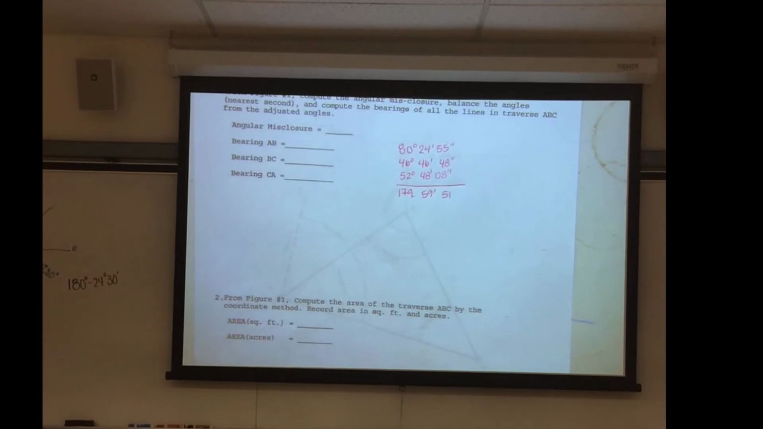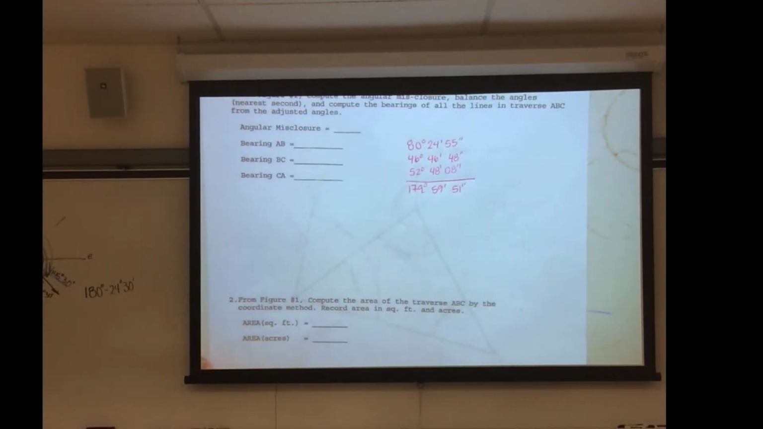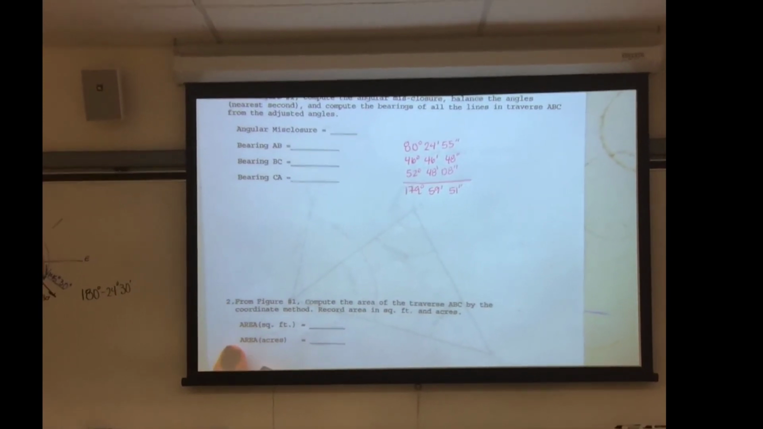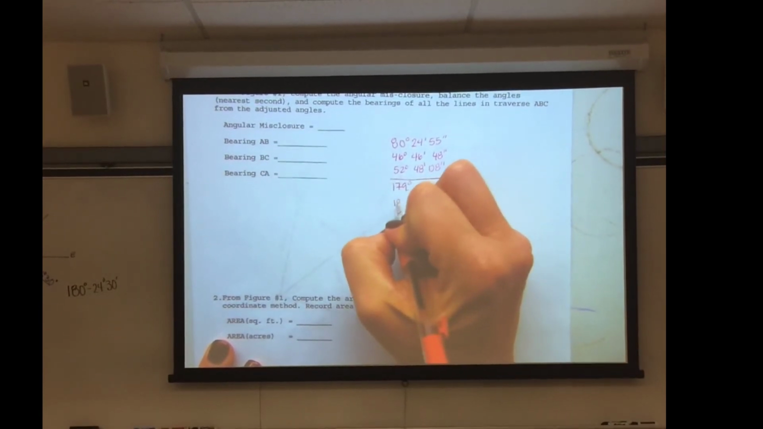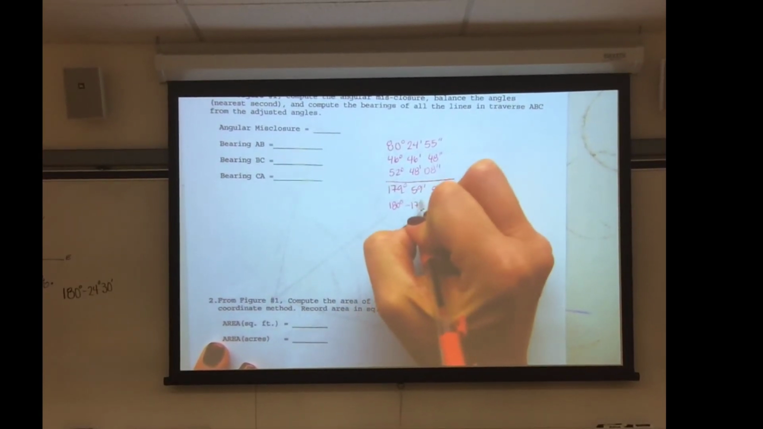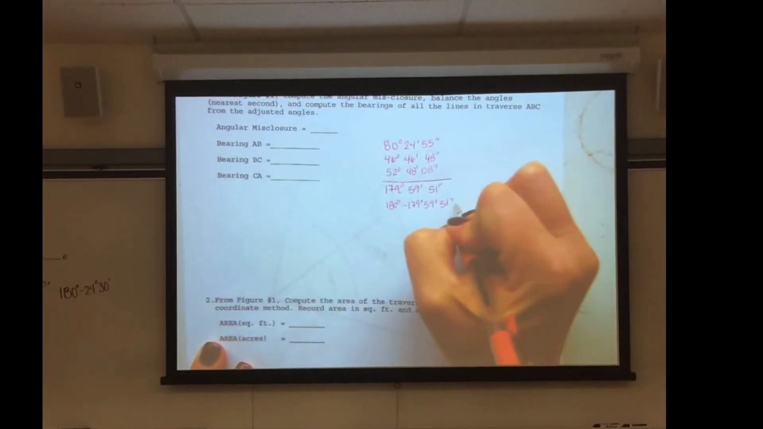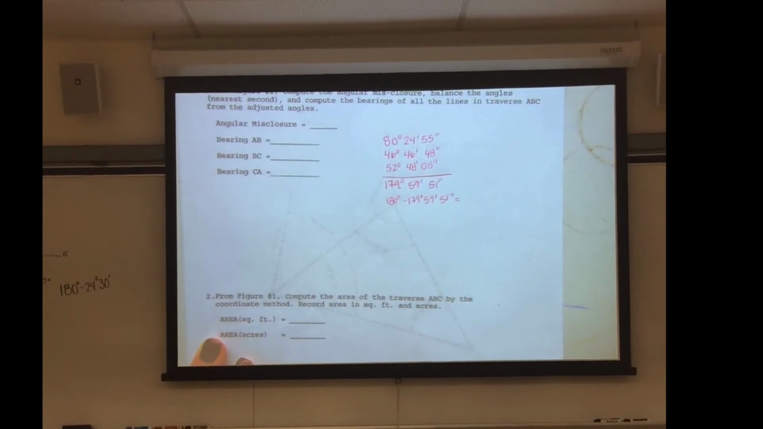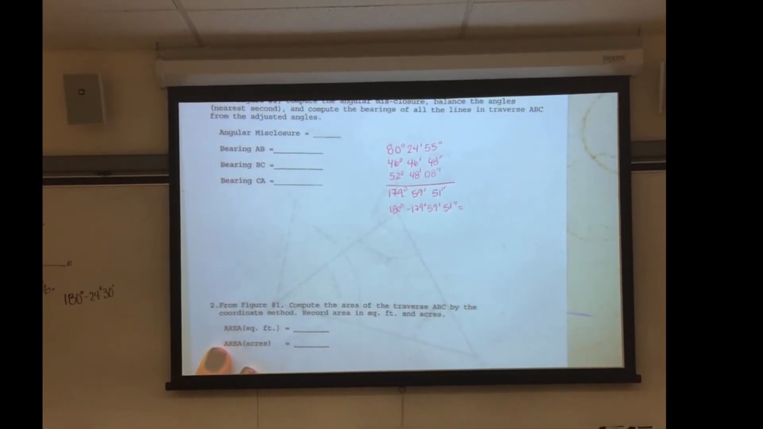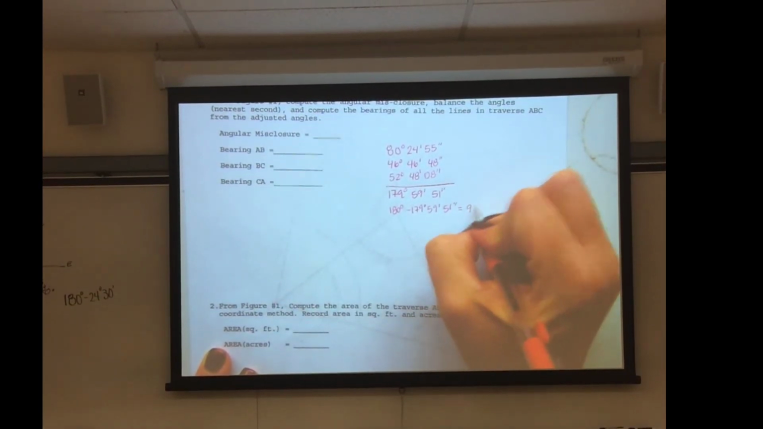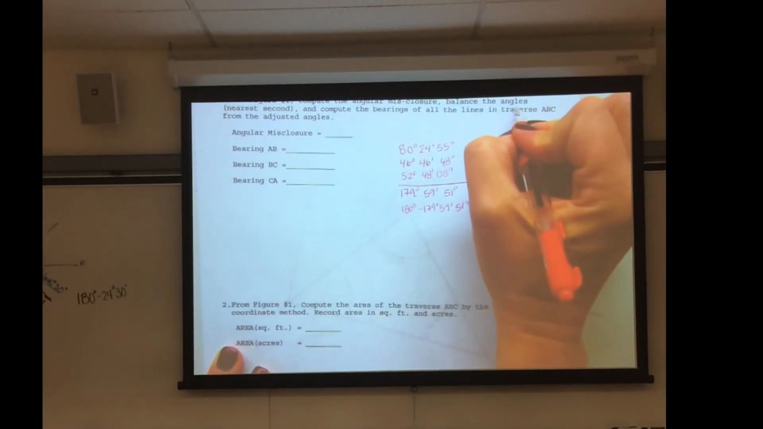Now tell me, is that 180 degrees? No. So what do I have to do? What is the misclosure? Exactly, we're going to take 180 degrees minus 179, 59, 51. What is that going to give us? That should be 9 seconds. 9 seconds. All right, that is the misclosure.